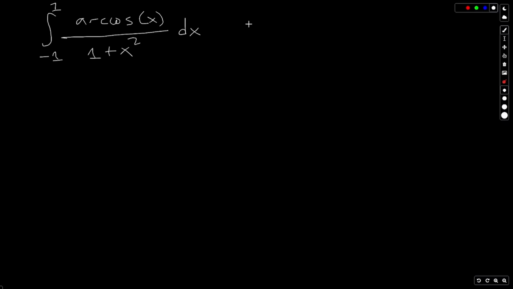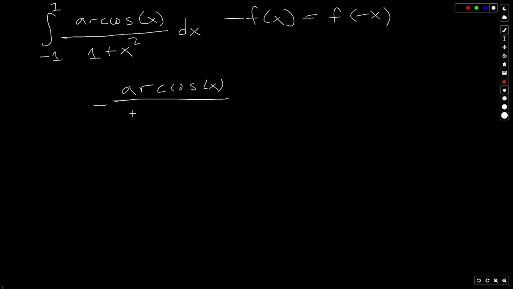So let's check that. It's odd if negative f of x is equal to f of negative x. So let's just write negative f of x. Just write a negative sign in front of the fraction. Negative arc cosine of x over 1 plus x squared is equal to f of negative x. So every time you see x, just plug in negative x. Arc cosine of negative x over 1 plus negative x whole squared.